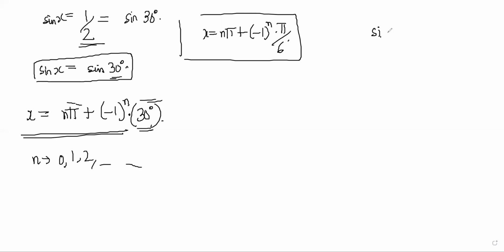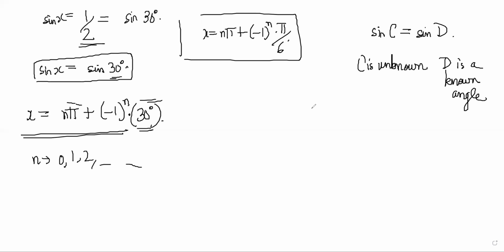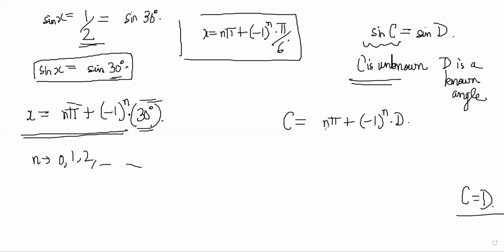So now if sine C is equal to sine D is my question. Here C is unknown, let's say, and D is known. D is a known angle. Then I can write a relation that C will be equal to n pi plus minus 1 to the power n into D. Basically, C can be many angles, right? One obvious angle is C is equal to D. When n is 0, C is equal to D comes, right?